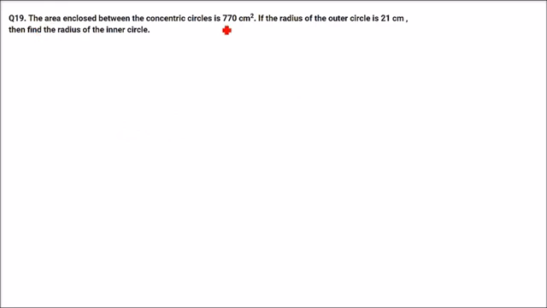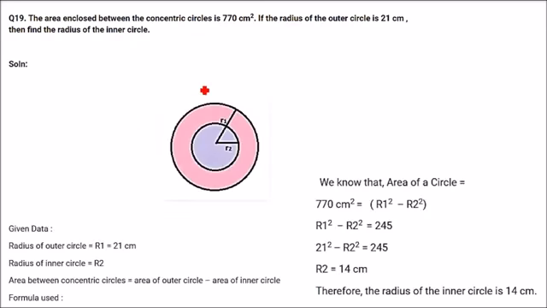The area enclosed between the concentric circles is this much. If the radius of the outer circle is 21 centimeter, then find the radius of the inner circle. Concentric circles means the center is the same for this circle and this circle also. We are given that the area enclosed between the concentric circles, that is the pink area, is 770.